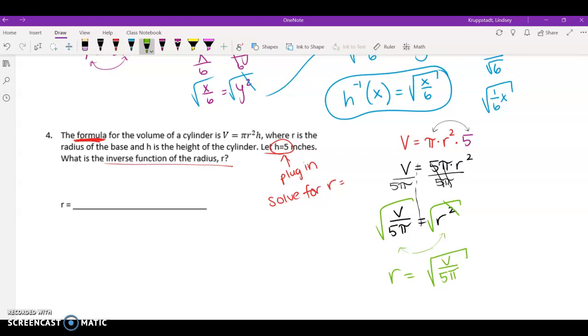And just like in the last problem, there are multiple ways you could write your answer. You could write it as the square root of v divided by the square root of 5 pi. You could write it as the square root of 1 over 5 pi times v. I personally write it like this because I'm lazy and like to do the least amount of work possible.